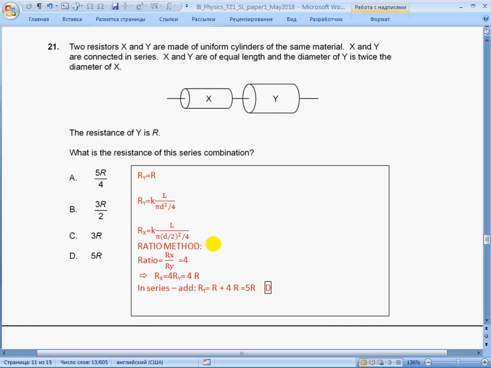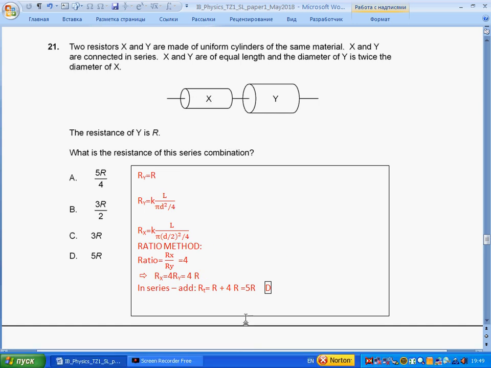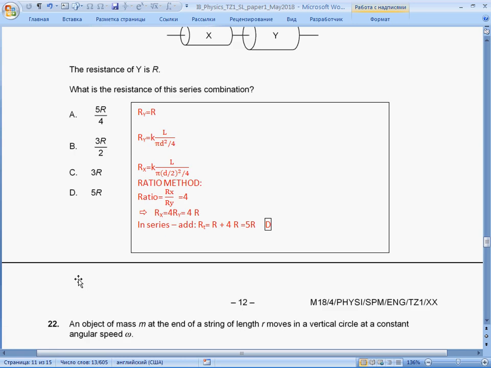Then I use my method, which I called the ratio method. I find the ratio of Rx to Ry. When I divide, I get 4. Then I rearrange this ratio for Rx. I get Rx equals 4R. So this is 4R, this is R in series, so the total will be 5R, answer D.